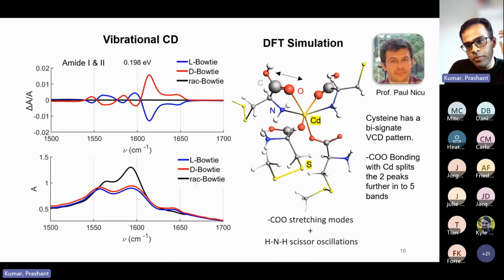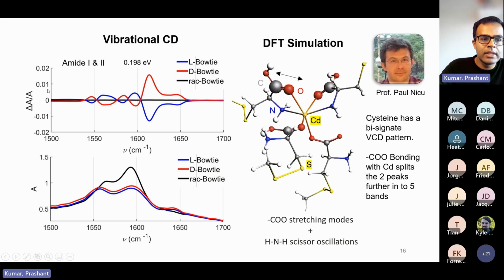For that, very coincidentally, we bought this VCD instrument from JASCO around 2020, 21. And we started to look at this material under the VCD spectrometer. And what I found was that when I put this material in the VCD and look at the amide 1 and 2 bands, I see very intense bands of the VCD spectra, which are of the order of 0.01.